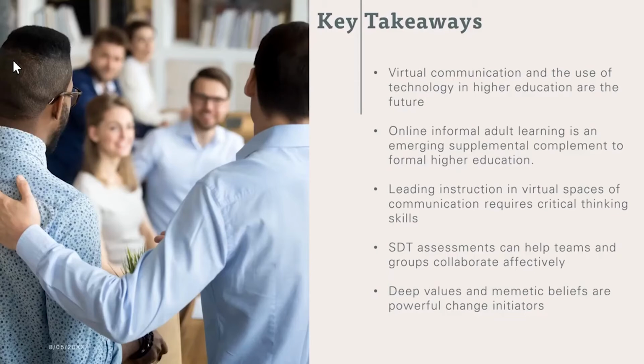So the key takeaways: virtual communication and the use of technology in higher education are the future, like what Pam talks about. Online informal adult learning is an emerging supplementary component to formal higher education. Jeff kind of talked about the sage on the stage tradition we have with education. That's something that we don't necessarily promote in adult education because we understand that each adult is coming in with their own rich experience and we want to capitalize on that. So I don't have all knowledge as a professor.